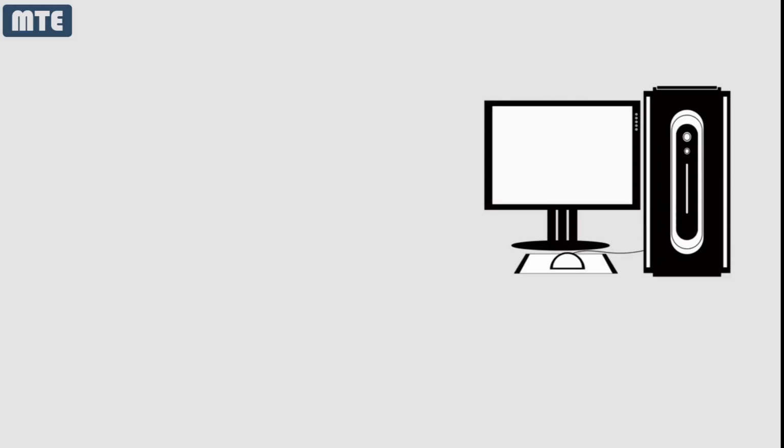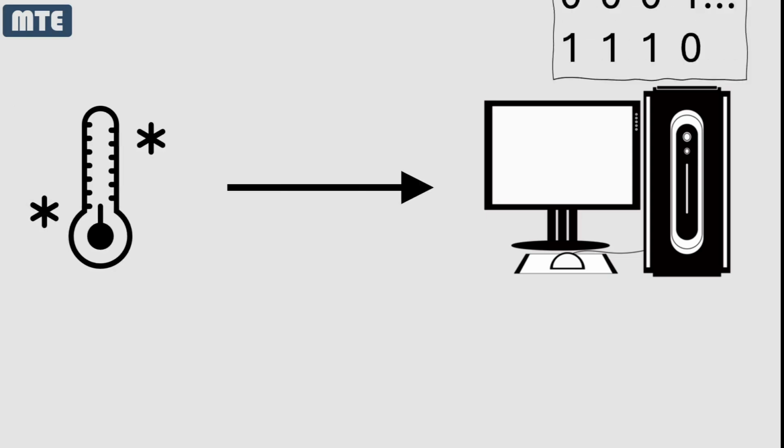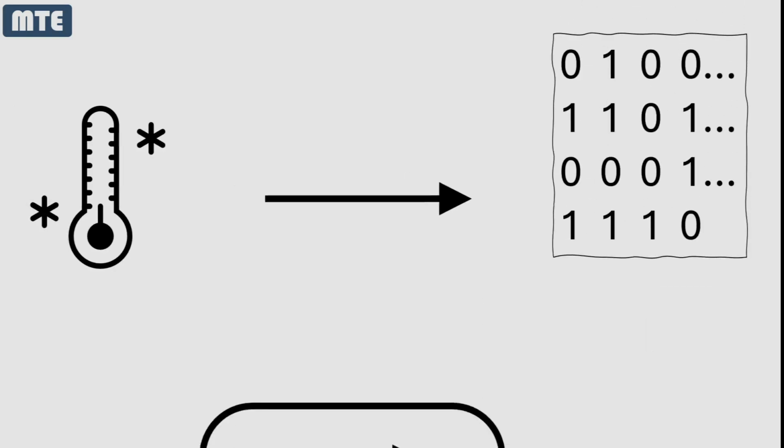How does a computer understand something like temperature or pressure? After all, computers are digital, but the world around us is analog.